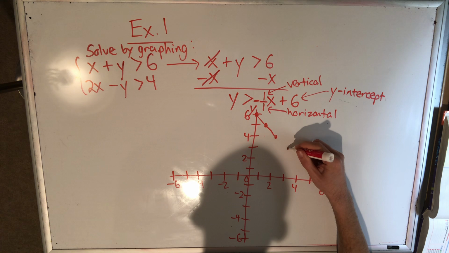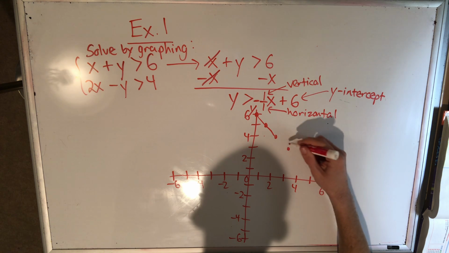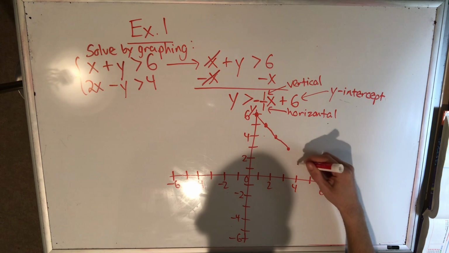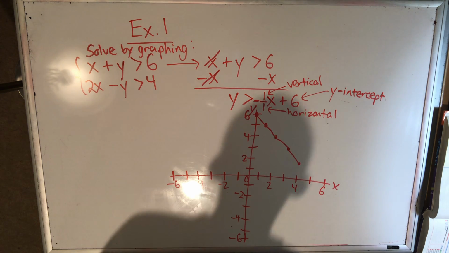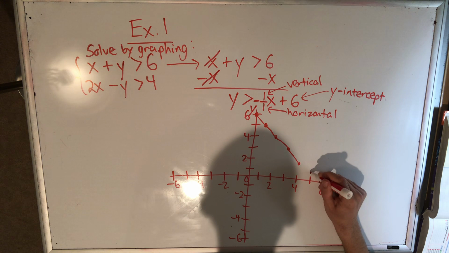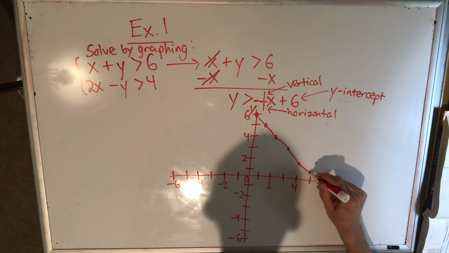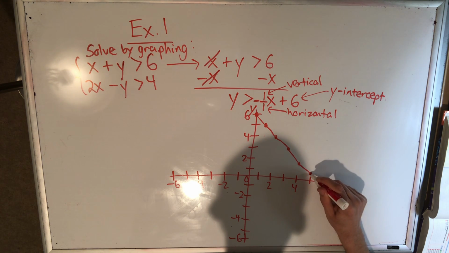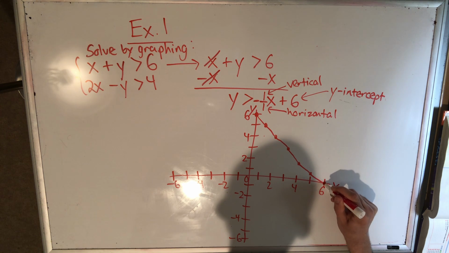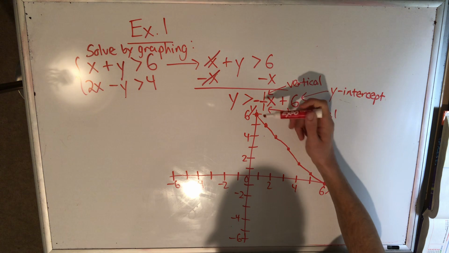Down 1, 1 to the right. Down 1, 1 to the right. It's easier with graph paper. Down 1, 1 to the right. And then now we're at the edge of the graph. You can keep doing that forever, down 1, 1 to the right. Use an arrow to indicate that the line goes on forever in that direction.